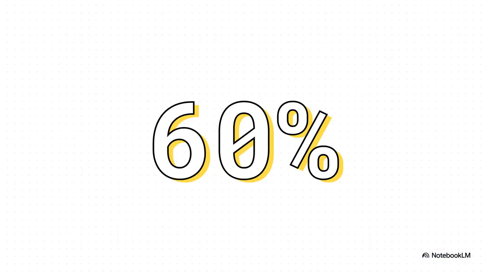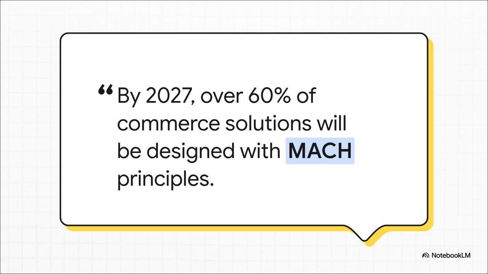Let's start with a big number, 60%. And that 60% comes from Gartner, a name you definitely know. They're predicting that by 2027, more than half of all e-commerce solutions out there will be built using these MACH principles. So yeah, this isn't some niche little trend.